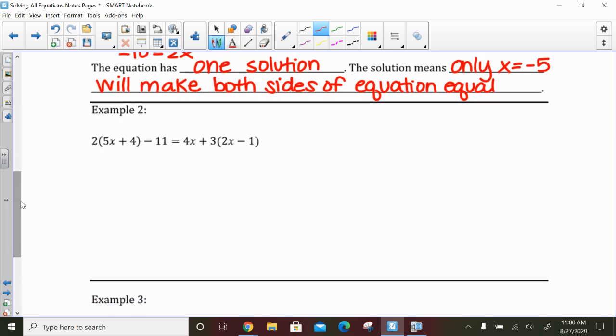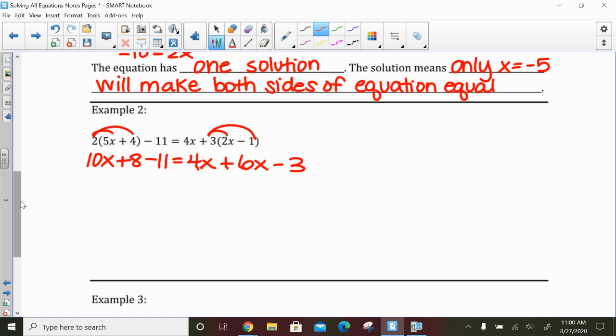All right, so example 2. I'm going to simplify and combine some like terms so I can figure out what type of solution. So I'm not even going to solve this one out. All right, 2 times 5x is 10x. 2 times 4 is 8. Bring down the minus 11. Bring down your 4x. Distribute the 3. 3 times 2x is 6x. 3 times negative 1 is minus 3.